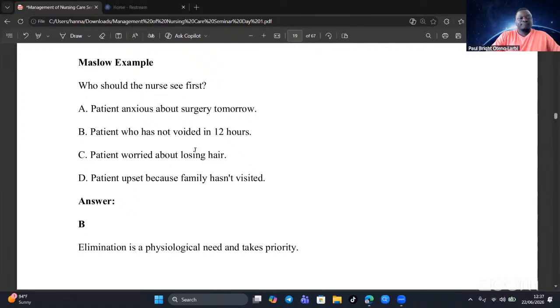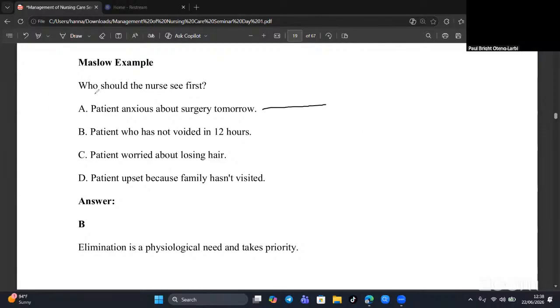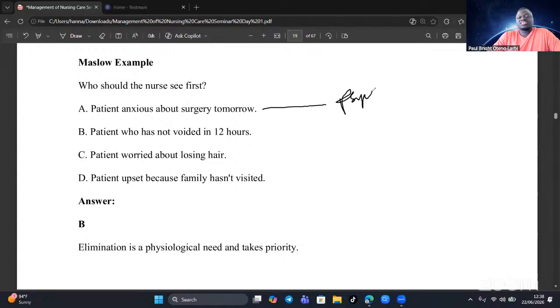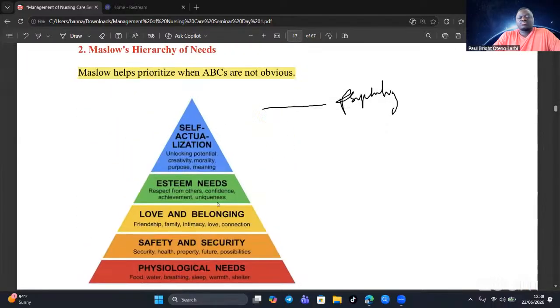Okay. So for example, which patient should you see first? Sometimes they will bring you a Maslow's bundle to answer. The first patient is anxious about surgery tomorrow. Where does this fall under? That's psychosocial. This is psychological. So if this is psychological, where will you put this? You see how they frame the question?